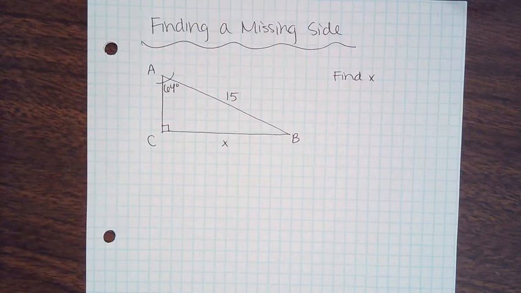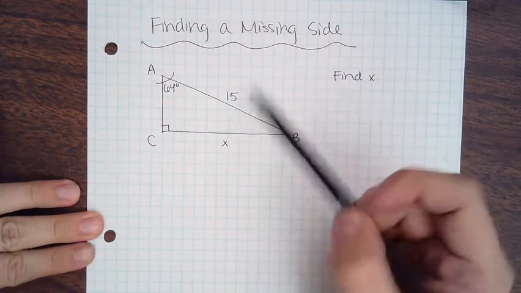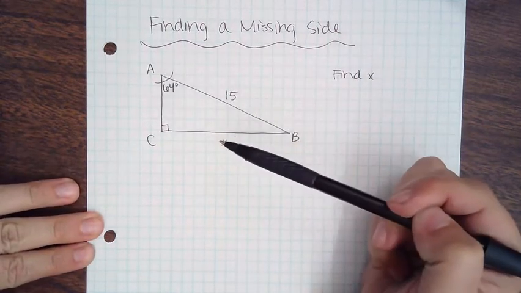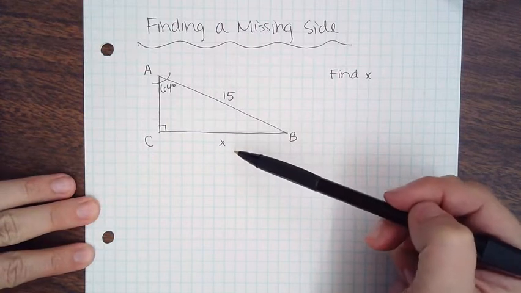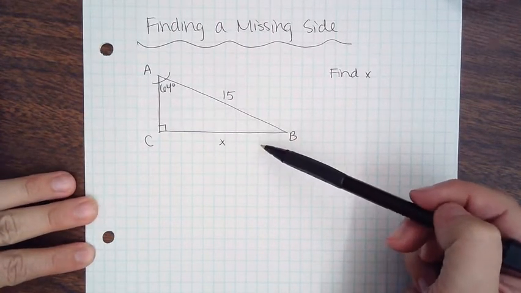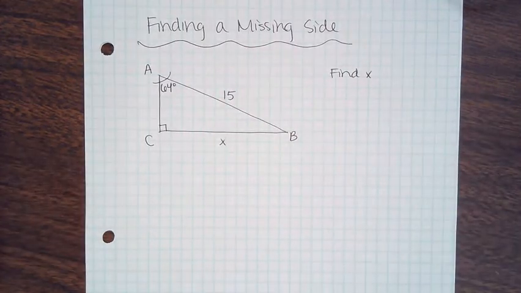Hi again. So now what we're going to do is solve for a missing side using trigonometry. In this case, we wouldn't have enough information to solve for the missing side unless we use trigonometry. With the Pythagorean theorem, we just wouldn't have enough. So what we have to do is actually really similar to when we set up these relationships.